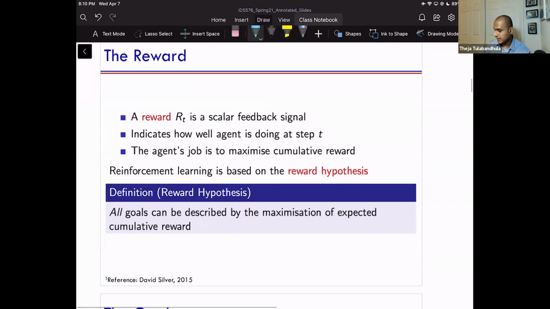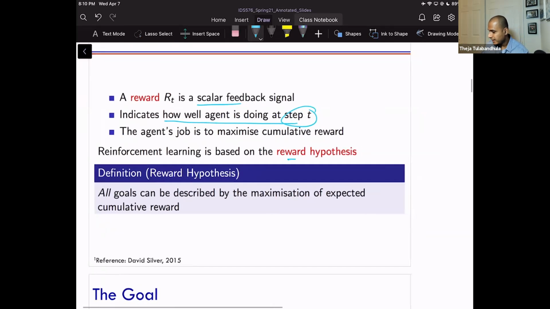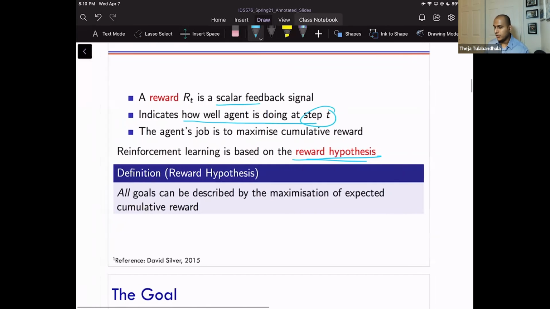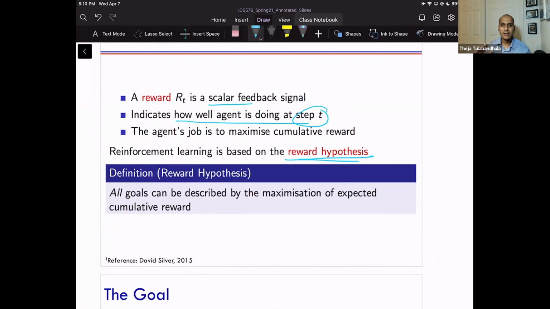What is the reward? We've discussed reward several times. A reward is just a scalar signal that indicates how well the agent is doing at a given time step. So it's the immediate reward, and cumulative reward just means the sum of these. You want to take actions which get rewards to you, and hopefully the sum of these rewards is the highest. The reward hypothesis says that every problem can somehow be massaged into saying that you want to maximize a certain type of reward.